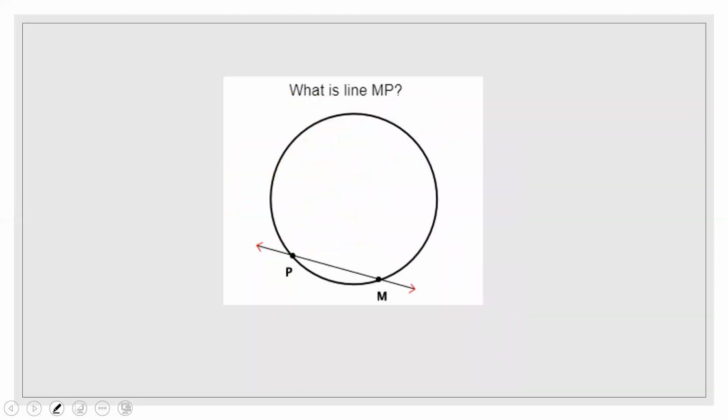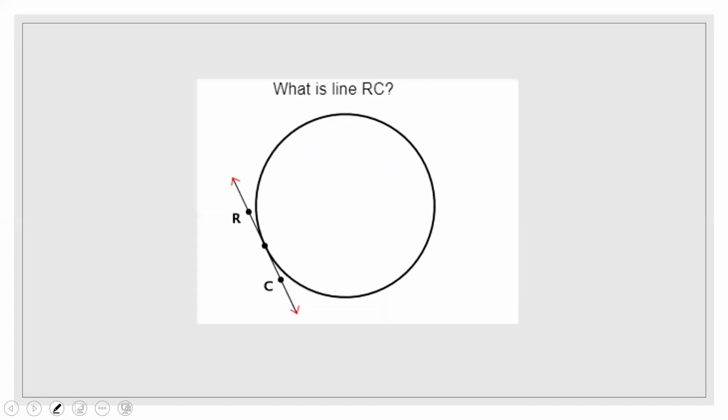All right, let's talk about this shape. It says, what is the line MP? Okay, well, we see it cuts through our circle. It doesn't go through the center, so it's not a diameter, and it continues on forever, so it's not a chord. This is a secant. All right, this one, this point's given to us. That's called our point of tangency, so this is a tangent.